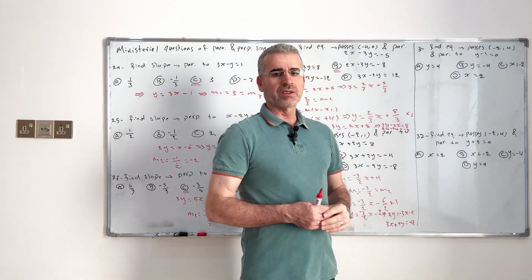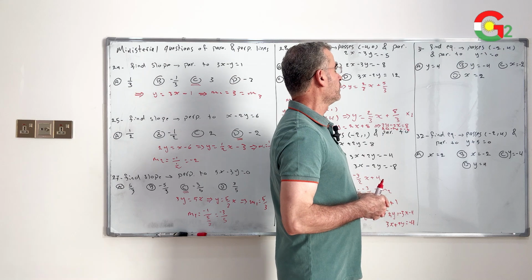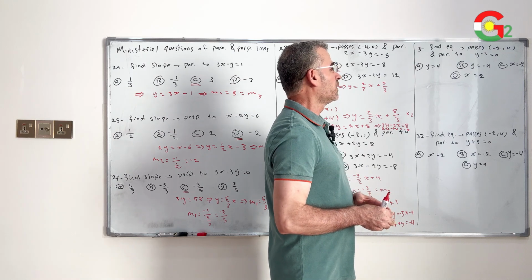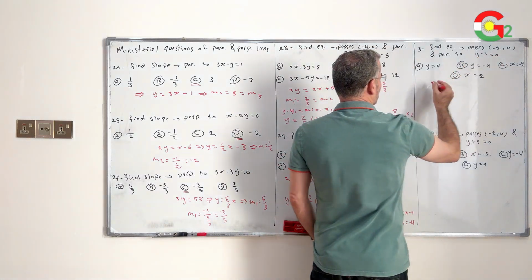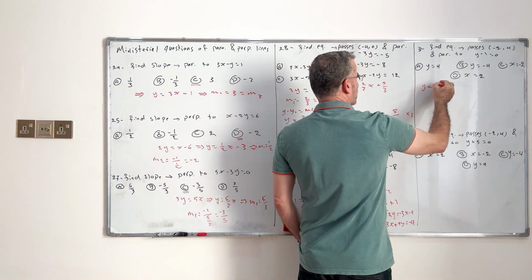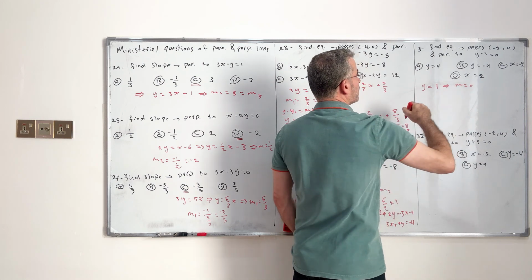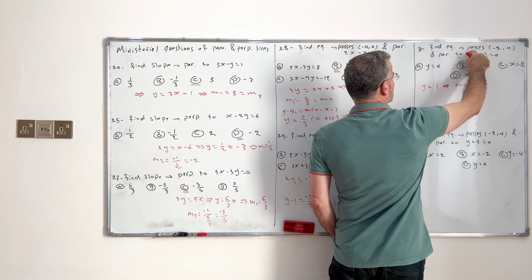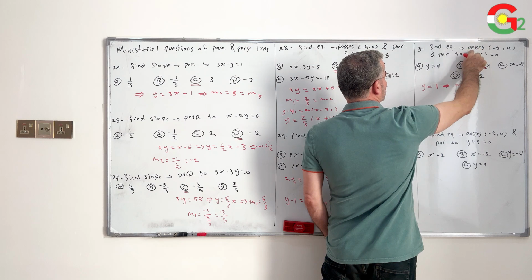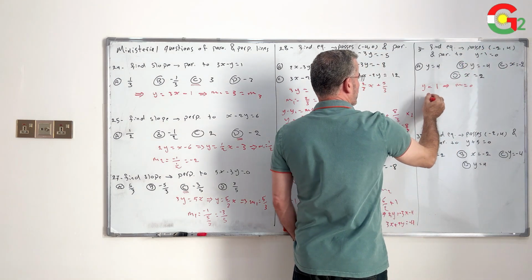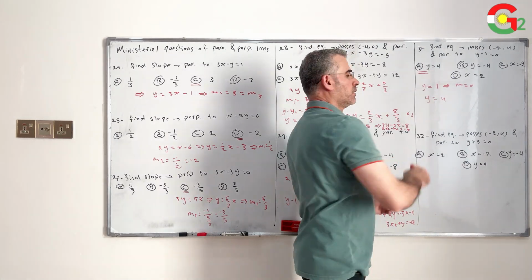Question number 31. Find the equation of the line that passes through the point negative 2, 4 and parallel to the line y minus 1 equals 0. y minus 1 equals 0 is y equal 1. The slope of this line is 0 and it is the same slope as the needed equation. Since the needed equation has slope 0, then the equation is y equal 4. It is choice number 8.